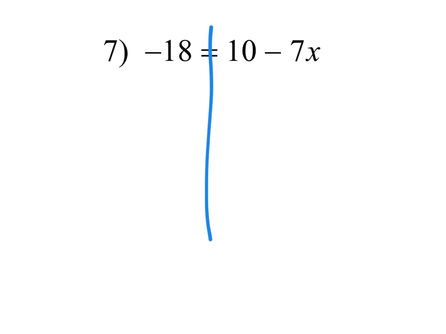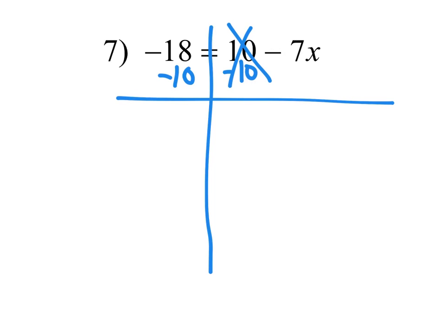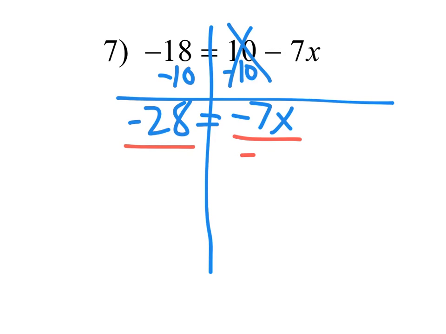Number 7, line down the middle. That 10 is positive, so I'm going to subtract 10 on both sides. These two will cancel out. On the left side, negative 18 minus 10 is going to be negative 28. I'm left with negative 7 on the right side. To undo the multiplication, I'm going to divide both sides by negative 7. These two will cancel out. Negative divided by a negative is going to be a positive 4, and we're left with x on the right side.